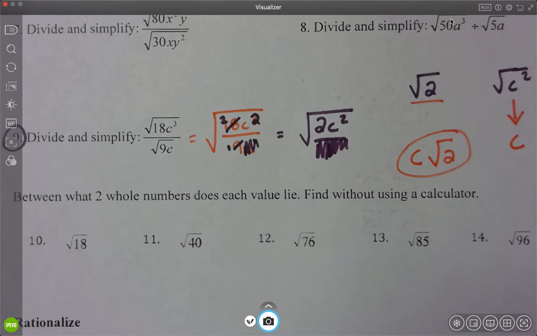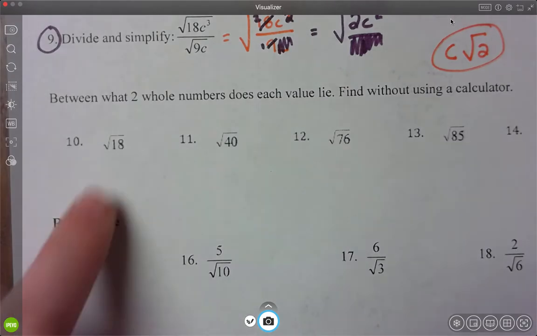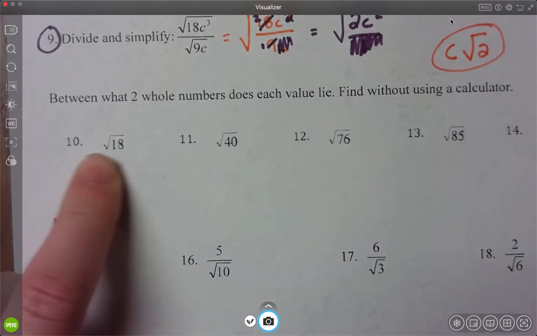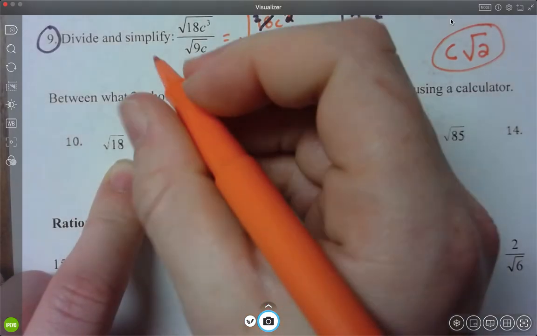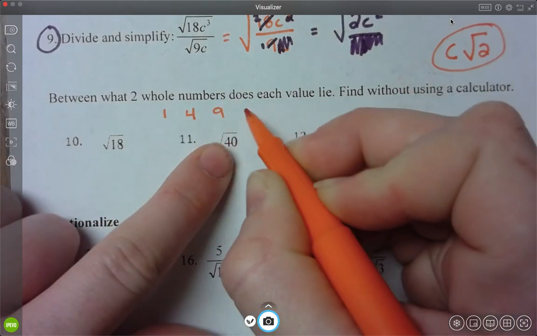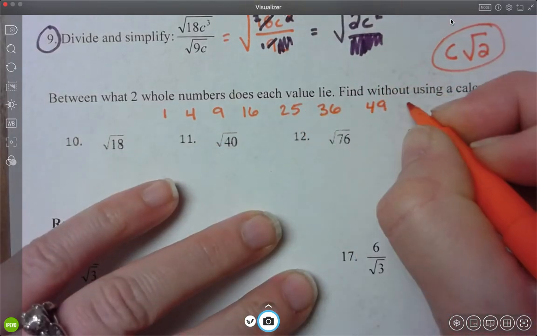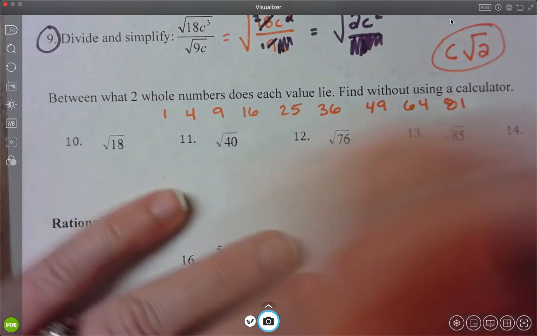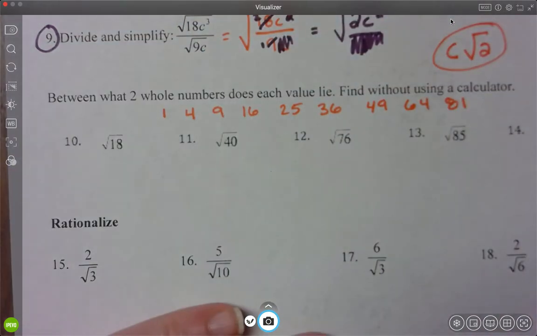All right. One more thing before I quit this video, I kind of want to talk to you about these last little bits. We won't do each one of these, but whenever you're taking a square root, think about where that number lives, like the square root of 18. Okay, and it goes back to the first thing that we did: 1, 4, 9, 16, 25. Those are all perfect squares. 36, 49, 64, 81. If I list all of those out, okay. So this is 1 squared, 2 squared, 3 squared, 4 squared, etc. Right? Between what two whole numbers does each value lie?